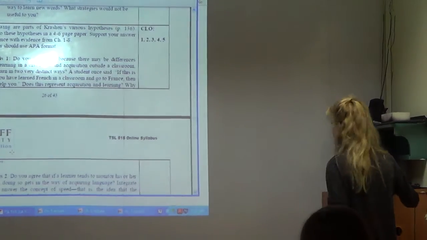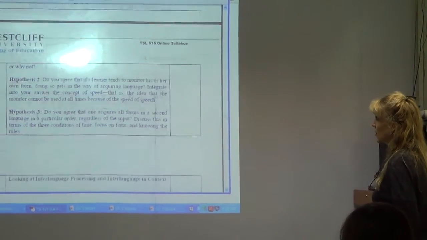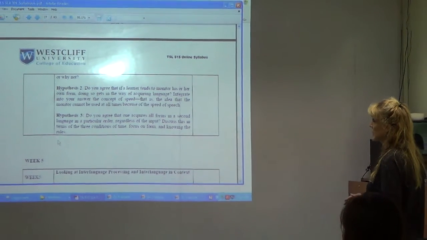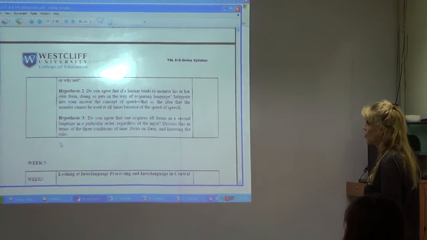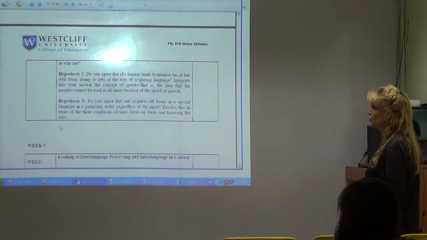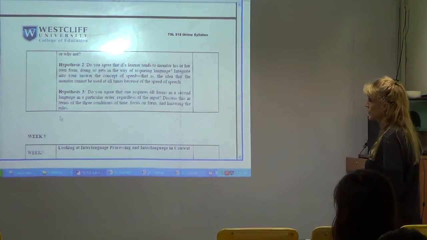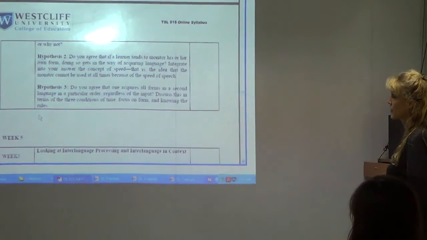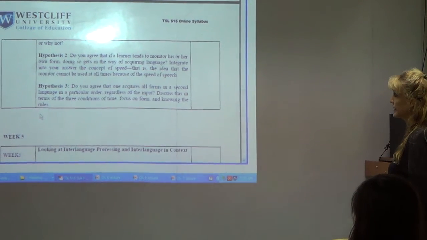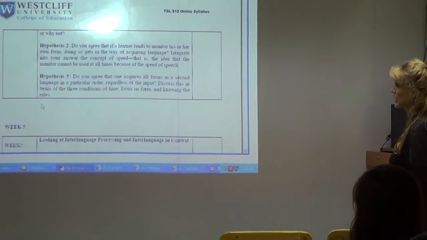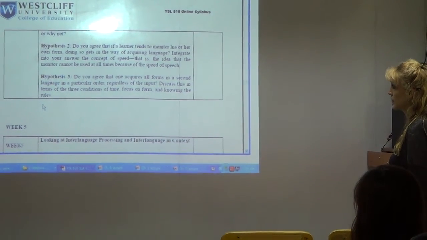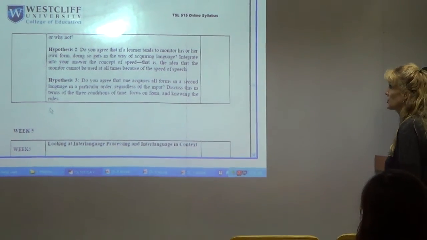So let's look at number 2. Do you agree that if a learner tends to monitor his or her own form, doing so gets in the way of acquiring language? Integrate into your answer the concept of speed. That is, the idea that the monitor cannot be used at all times because of the speed of speech.